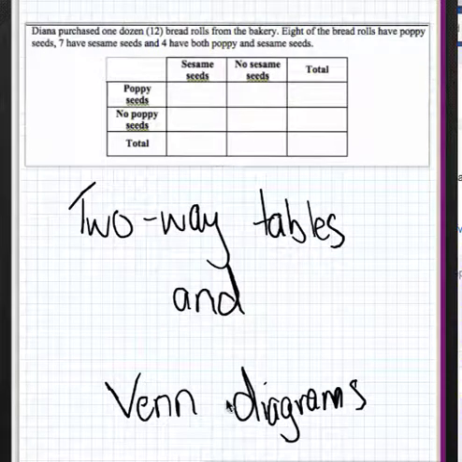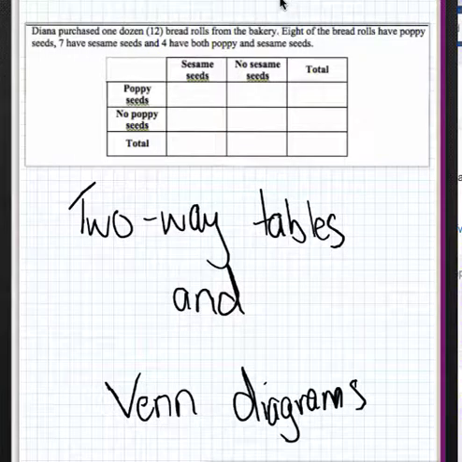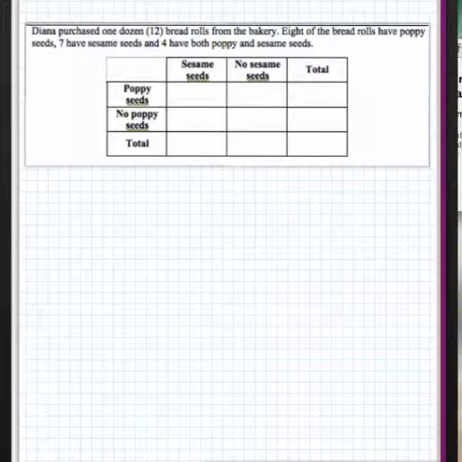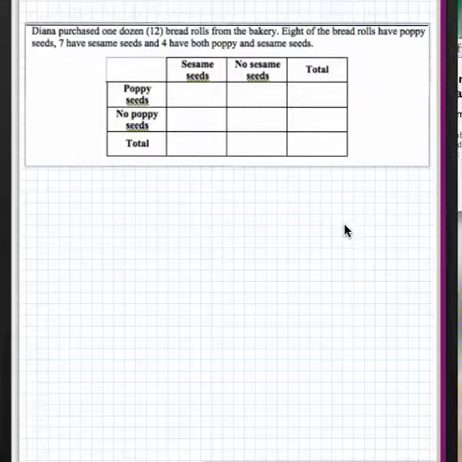Hi, this session is on two-way tables and Venn diagrams, and we'll be doing an example together. The example says that Diana purchased 1 dozen, so 12 bread rolls from the bakery. 8 of the bread rolls have poppy seeds, 7 have sesame seeds, and 4 have both poppy and sesame seeds. Now, not all the information is given to us there, and we have to work out other things.